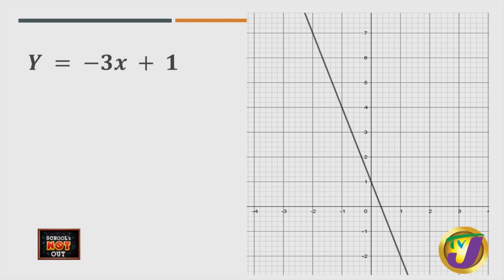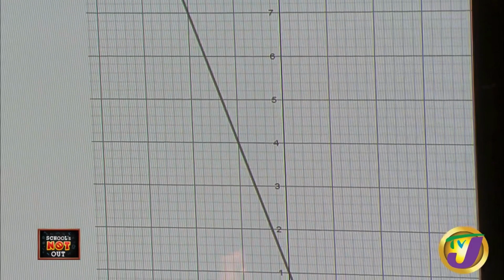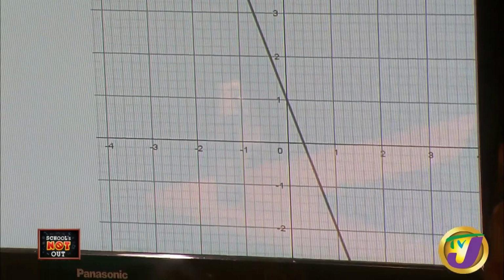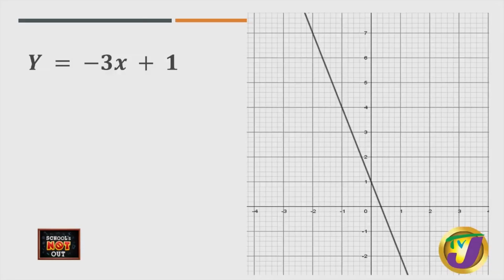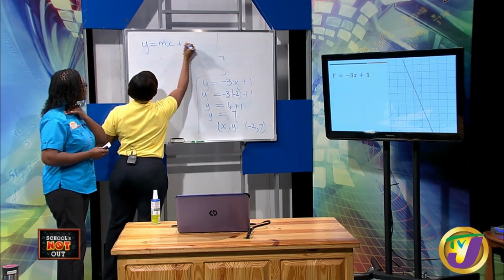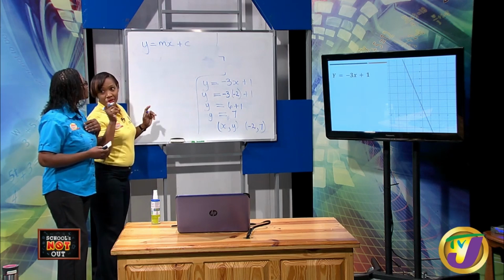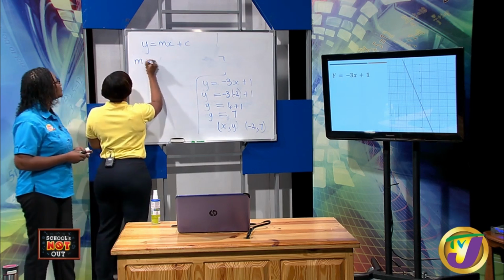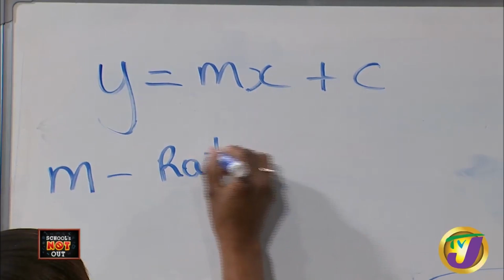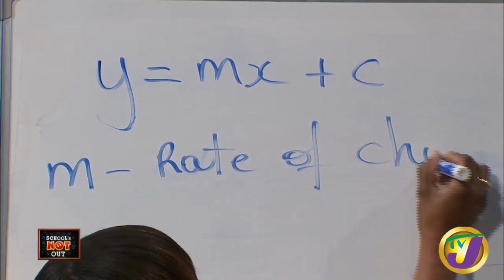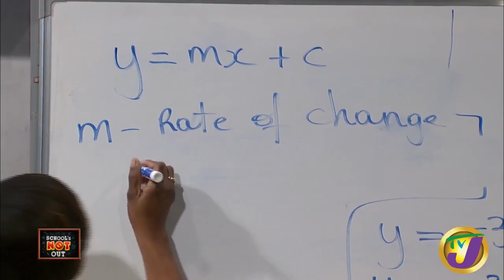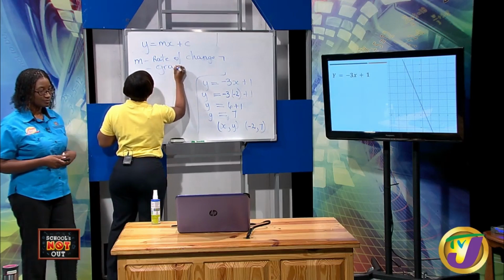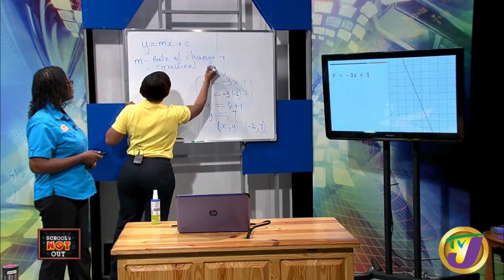Remember, I want our students to understand as well that rate of change is the same thing we call gradient. So let's put that word on the board for them. It's the same thing we call slope. So we have to ensure that they understand that. So we refer to it as the rate of change. Okay. So we said that this value M represented rate of change, also known as gradient or slope.